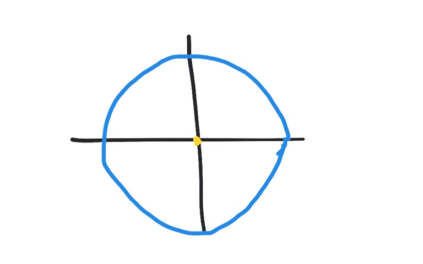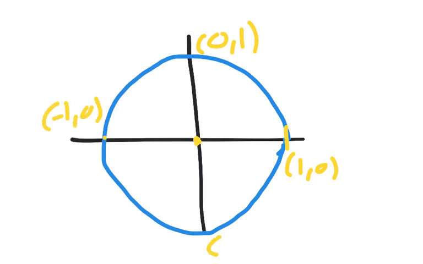So that means that this point is (1, 0). This will be the point (0, 1). This will be the point (-1, 0). This will be the point (0, -1). So what does that mean, unit circle? It means if I draw from here to any point, the distance from the center to the edge is 1. It has a radius of 1. That's my unit circle.